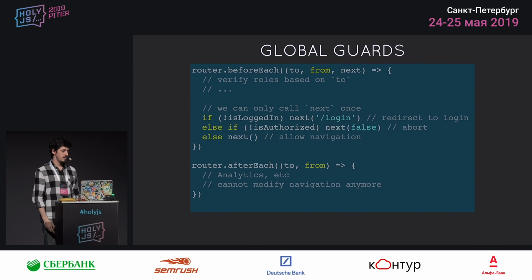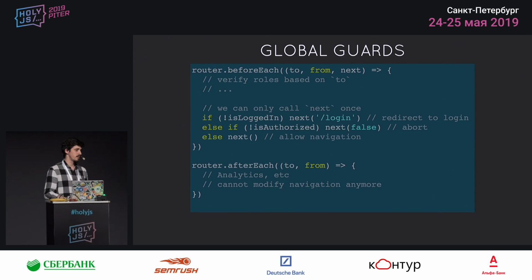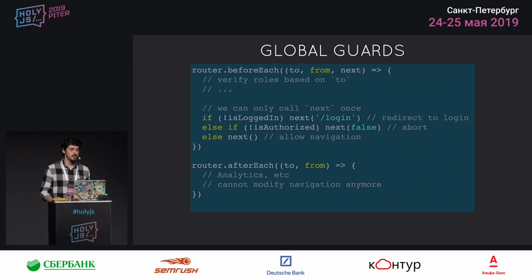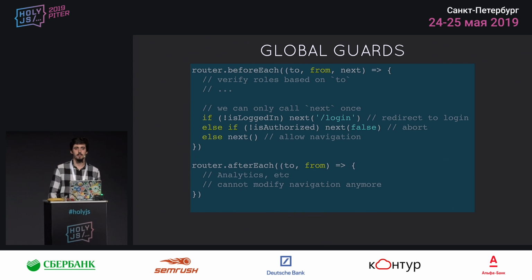Now, afterEach is the only guard that does not actually guard, because there is no next. There is nothing to do after the navigation is done. You cannot control anything else. You can just do analytics, for example, but you cannot call next. There is nothing to cancel anymore. There is no redirection to do. You can do router.push, router.replace if you want, but that's the only thing you can do.